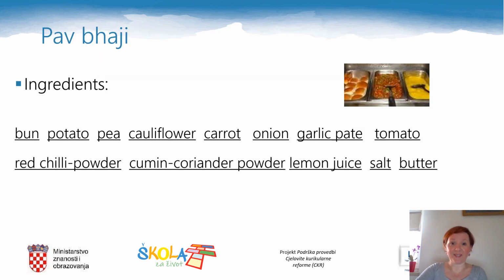Here are the ingredients for the Indian dish Pav Bhaji. Bun, potato, pea, cauliflower, carrot, onion, garlic paste, tomato, red chili powder, cumin coriander powder, lemon juice, salt, and butter. There are a few more ingredients for this dish, but we will talk about that later in the lesson.